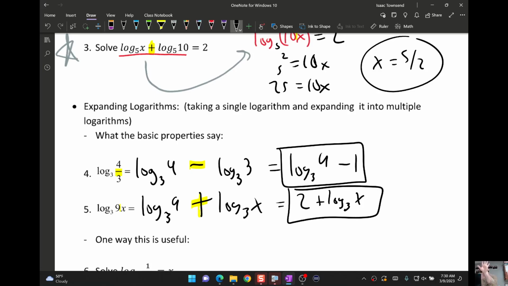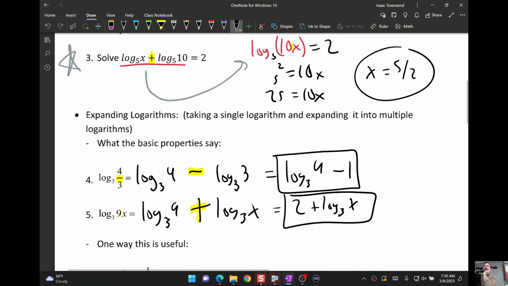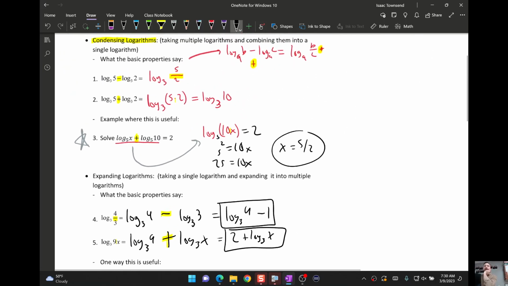So I'm going to try to help you hopefully not fall down a very common trap here. If you are condensing, subtraction becomes division, addition becomes multiplication. If you're expanding, division becomes subtraction, multiplication becomes addition. But that's it. If you try to go outside of any of those things, it does not work. If this was divide or multiply, you cannot condense divide or multiply. If this was subtract or add, you cannot expand subtract or add.